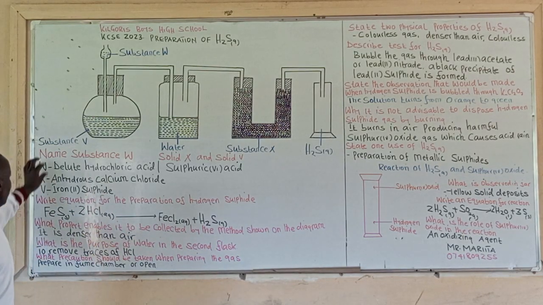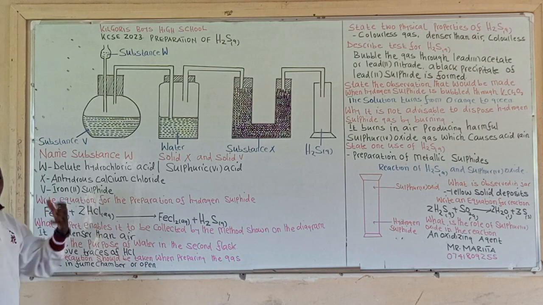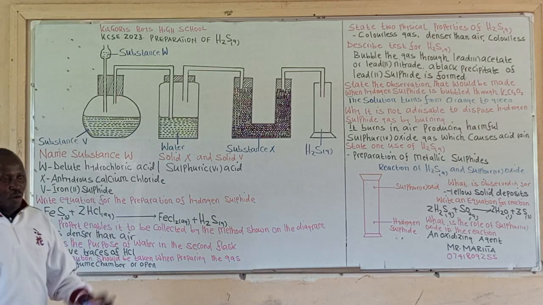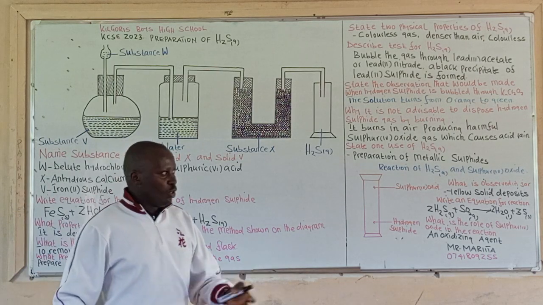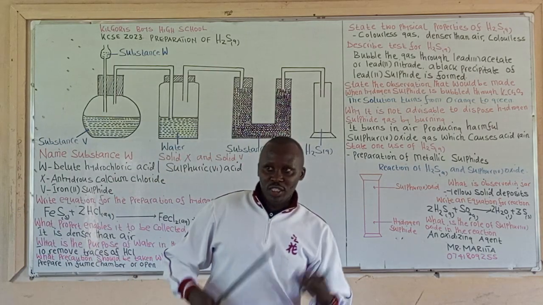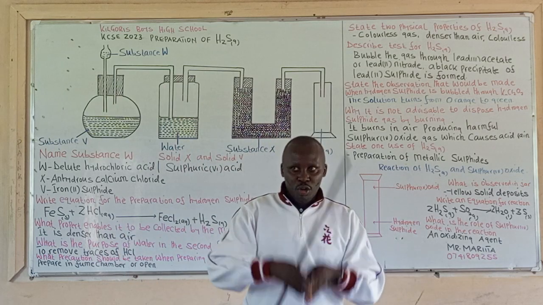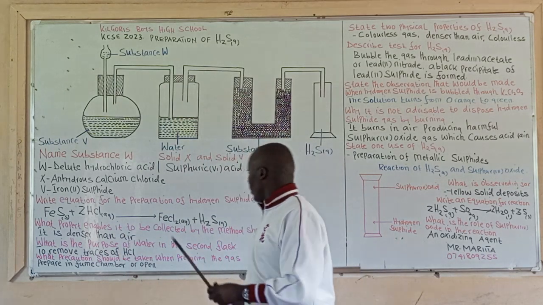And then this solid Y is normally iron(II) sulfide. It is the commonly used sulfide because it normally forms a soluble salt with the acid.